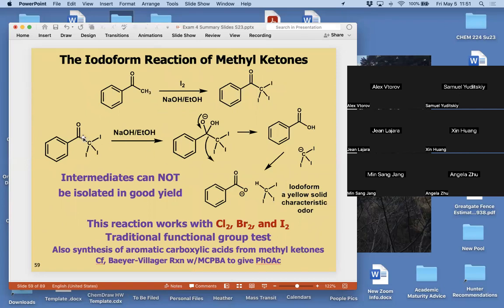So the triiodo methyl ketones basically act like esters because you've got a good enough leaving group here. Chloroform itself is about as acidic as ethyl acetate for the curious, about 25 pK.